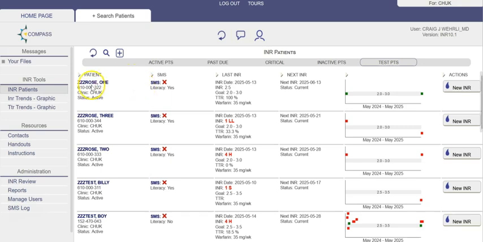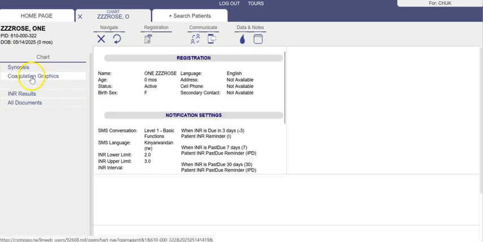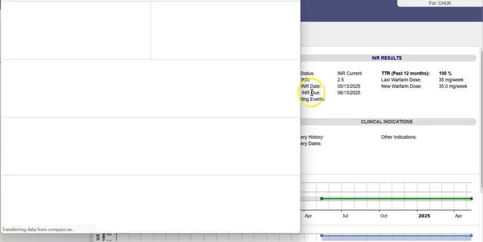So I have 3 patients listed. These are all test patients. The first is 1 ZZZ Rose. We're going to open her chart. We're going to look at the summary of all of her coagulation graphics.